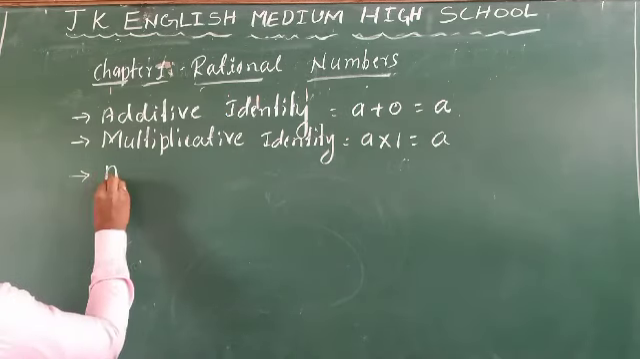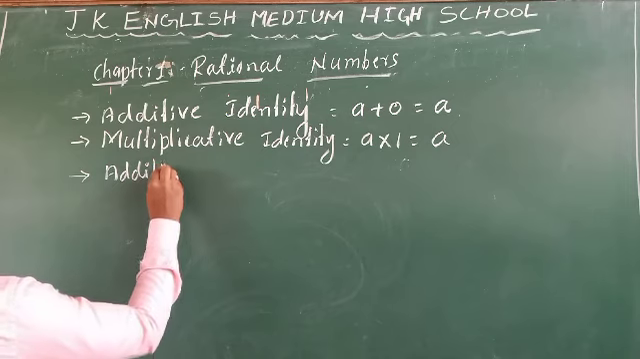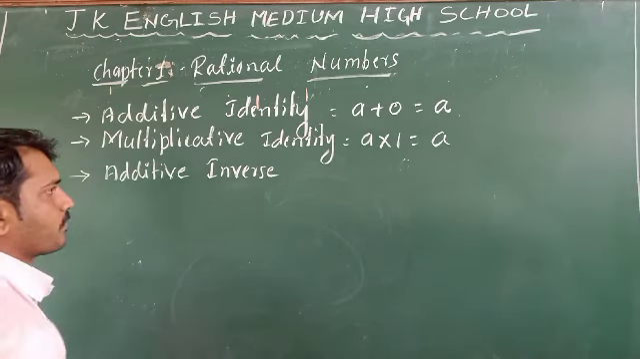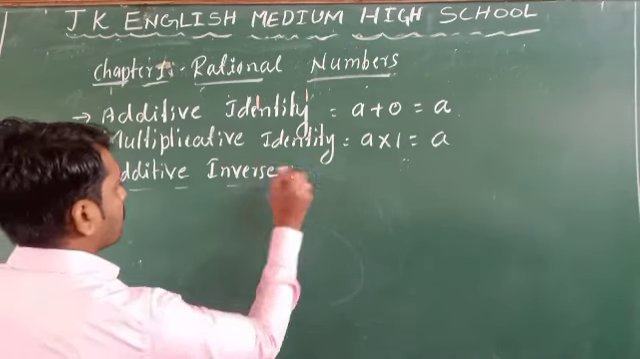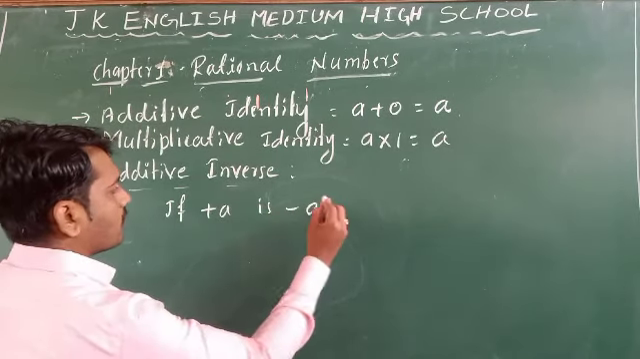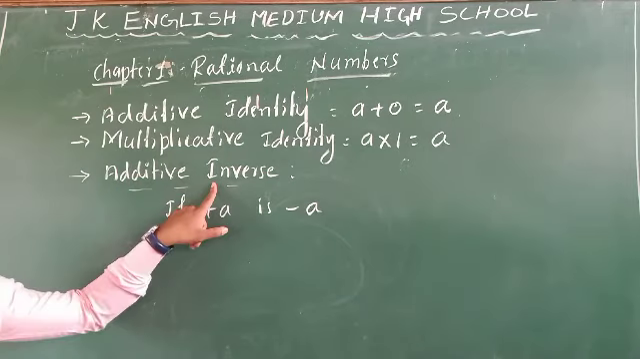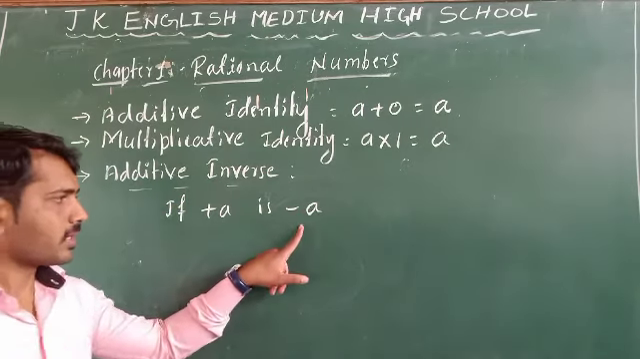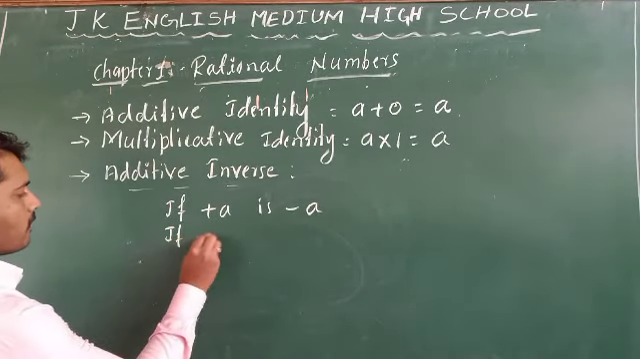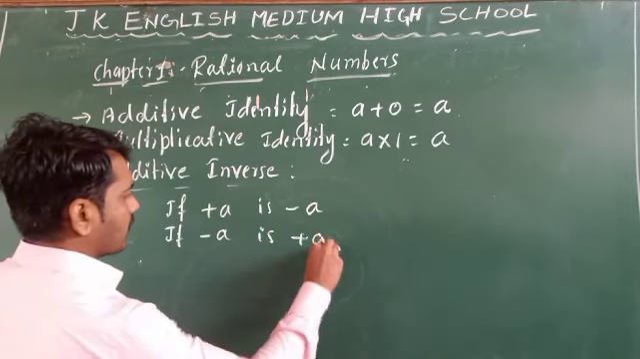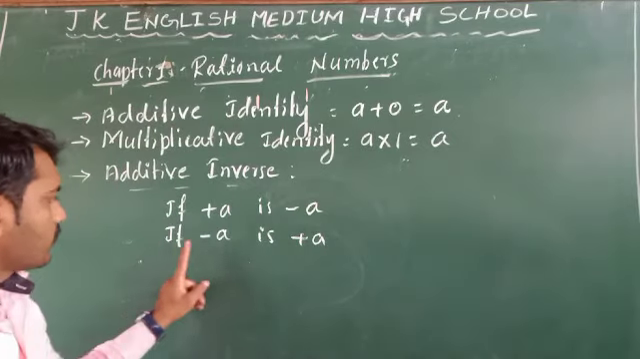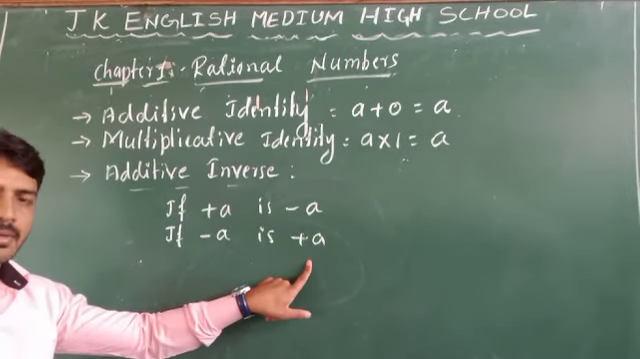Third point, additive inverse. So how to write this additive inverse? The additive inverse of plus a is minus a. While writing the additive inverse, if plus a is there, we write the inverse of plus a as minus a. The additive inverse of minus a is plus a. Understanding? Okay.